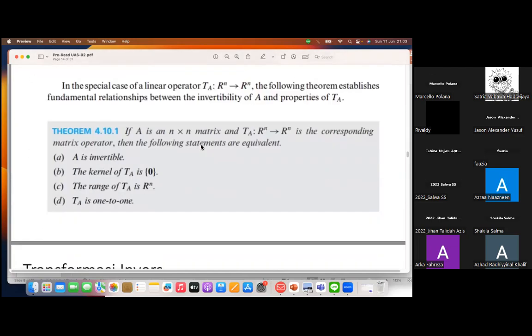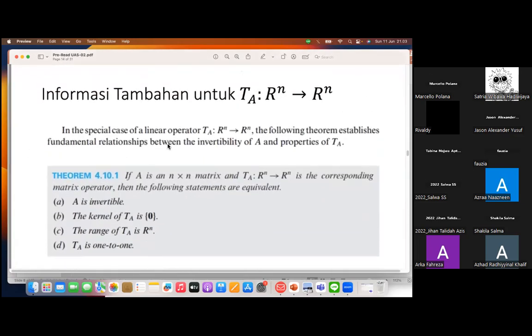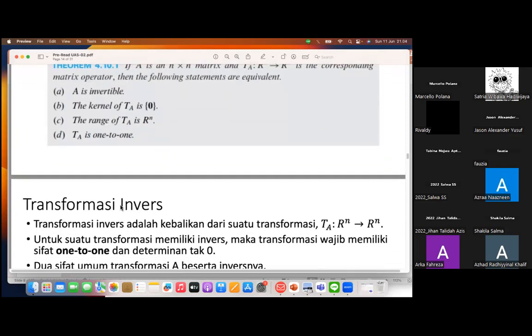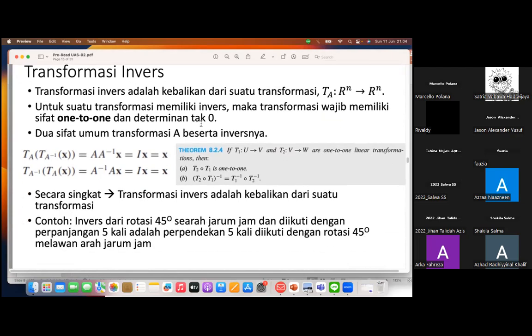For Rn to Rn, A must be invertible, and TA must be 1-to-1. Oh yeah, this is important. For TA to have an inverse, it must be 1-to-1, just like here. It has to be 1-to-1, and automatically the determinant must not be equal to 0.